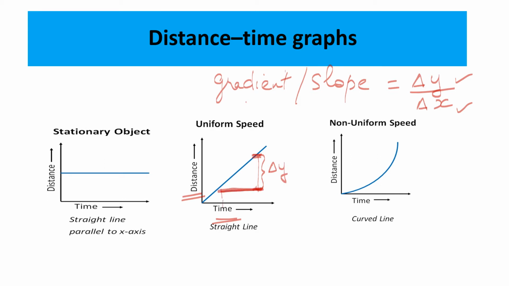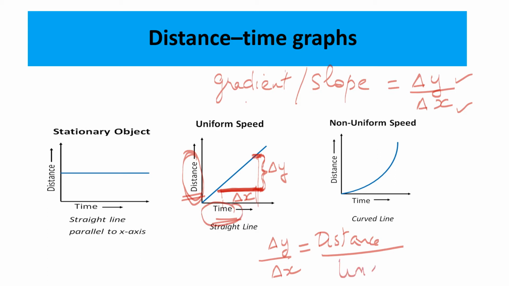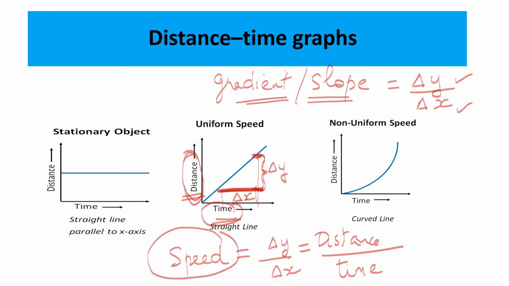This change is indicated by delta x. What is delta y by delta x here? Delta y is the distance, because distance is plotted along the y-axis. Divided by, on the x-axis, we are plotting the time. Therefore, distance divided by time, and we know speed is equal to distance divided by time. Therefore, if you take the gradient or slope of this distance time graph, you will get speed.